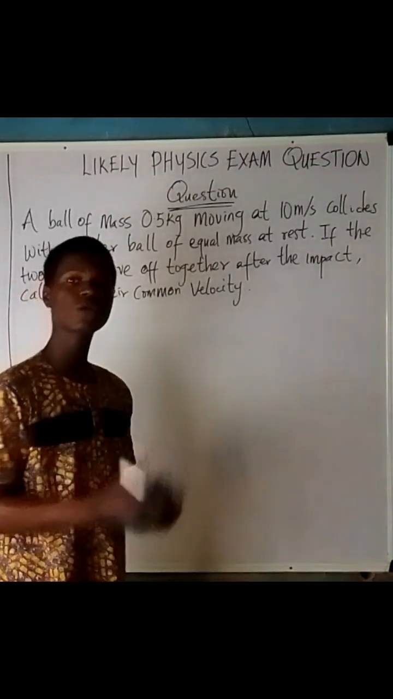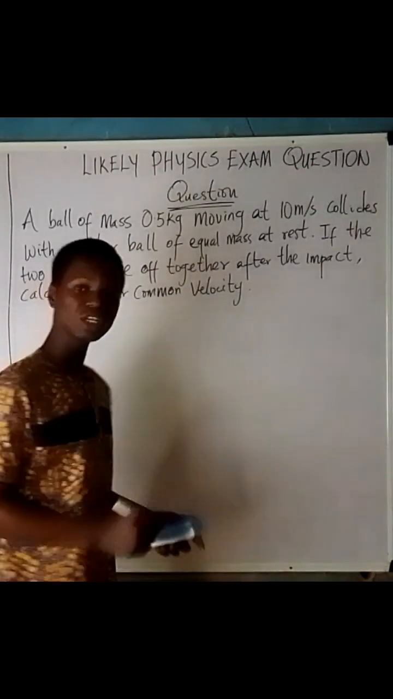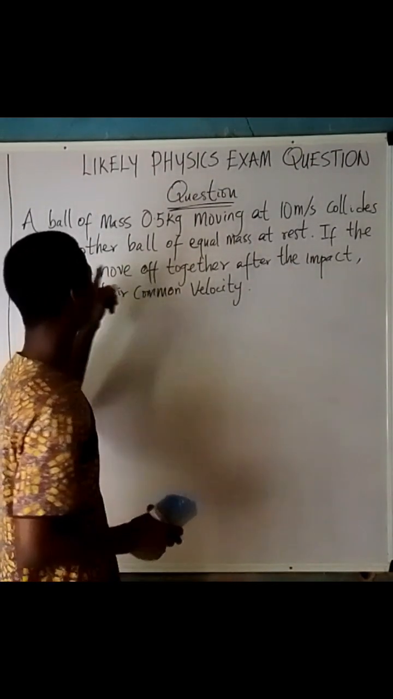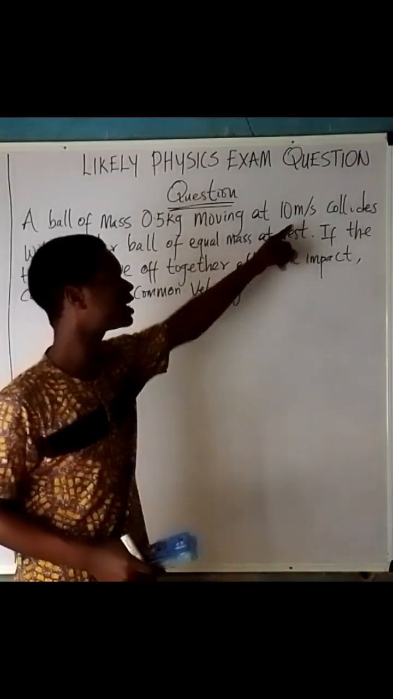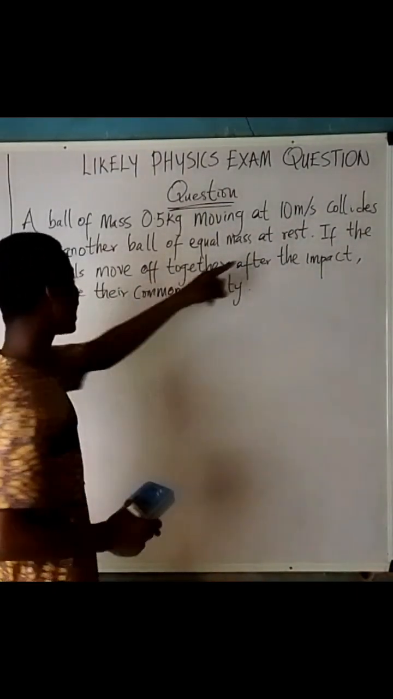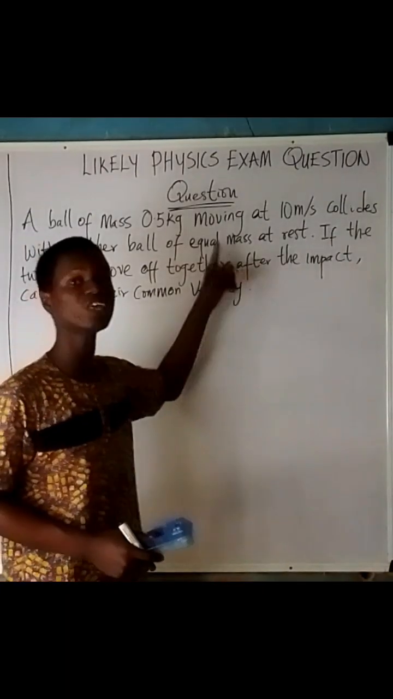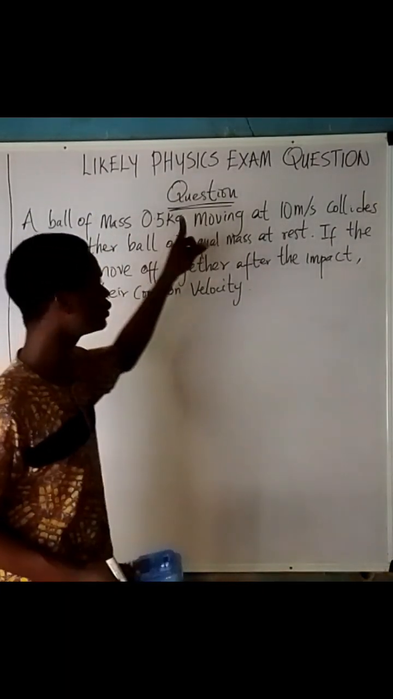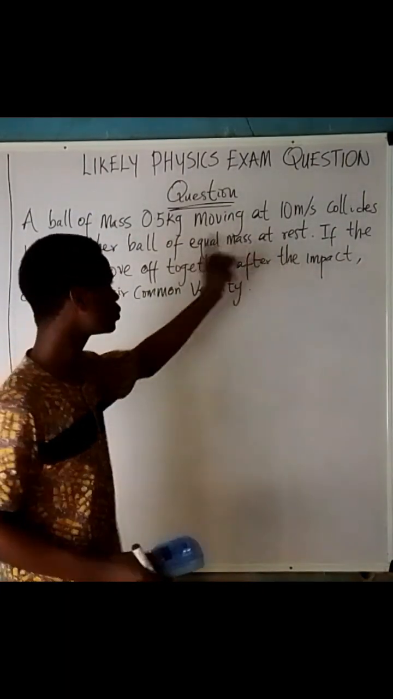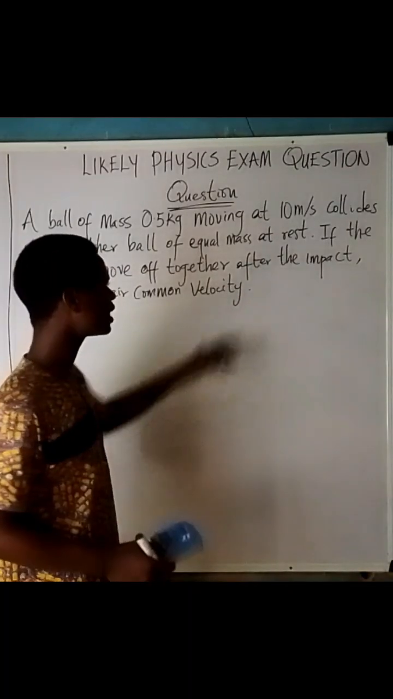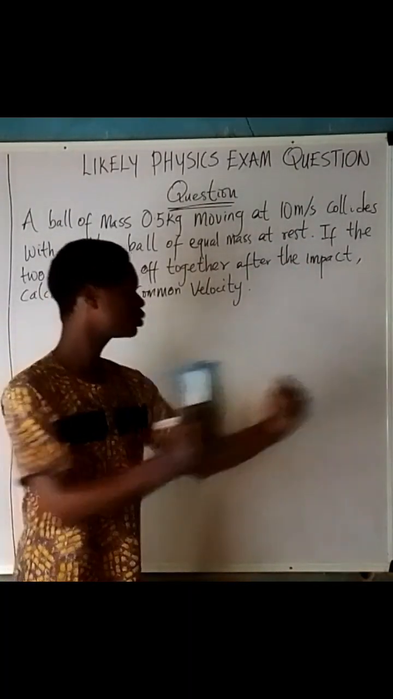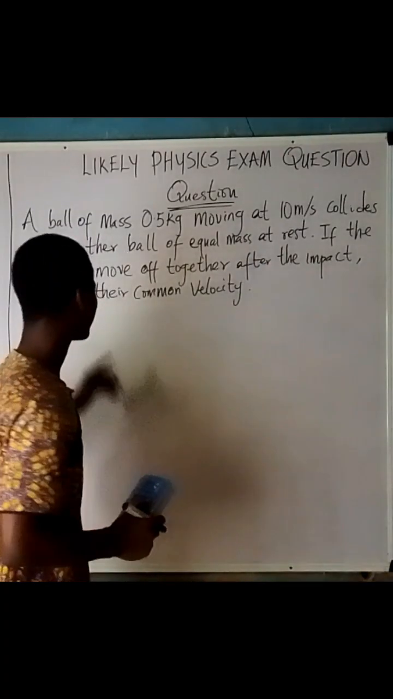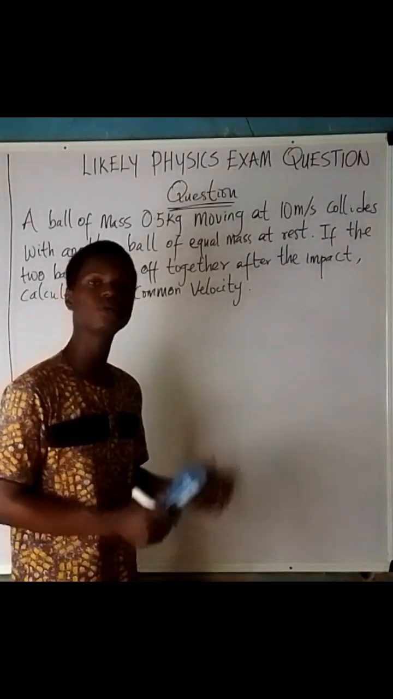Here is a quick question on collision, and the question reads: a ball of mass 0.5 kg moving at 10 meters per second collides with another ball of equal mass. So the mass of this first ball is equivalent to that of the second ball. They now said at rest. Now, if the two balls move off together after the impact, calculate their common velocity.